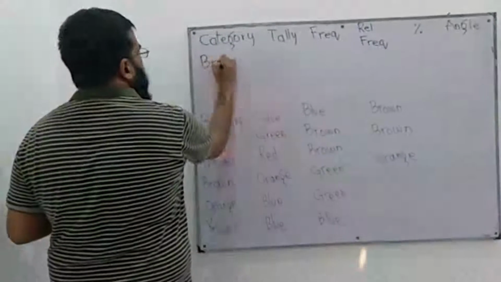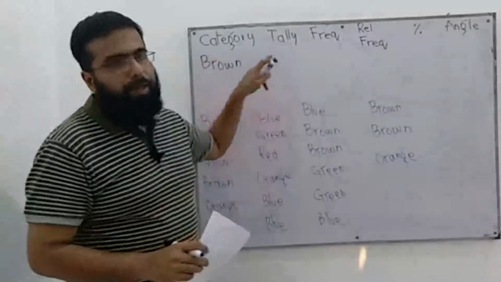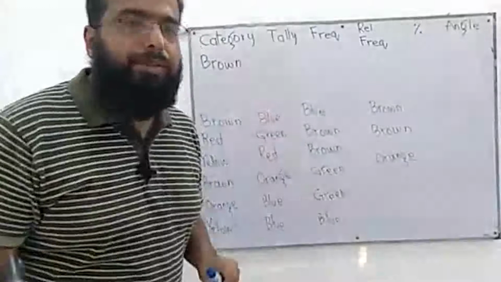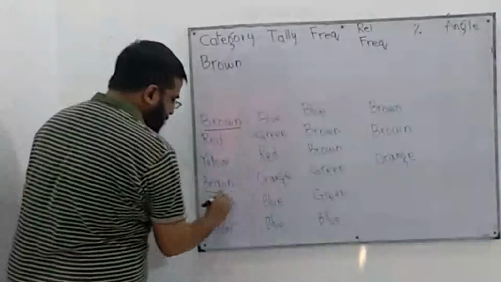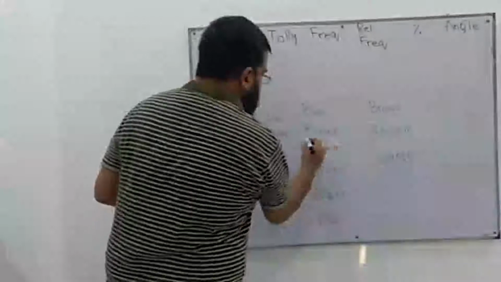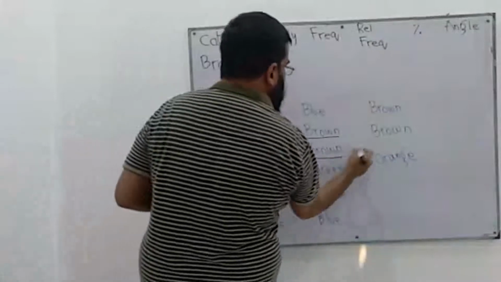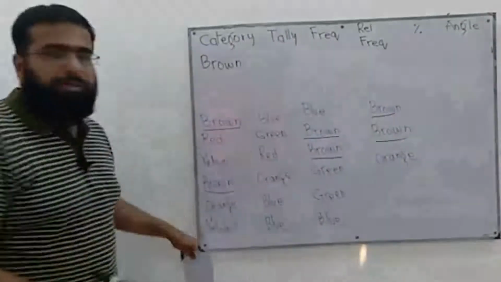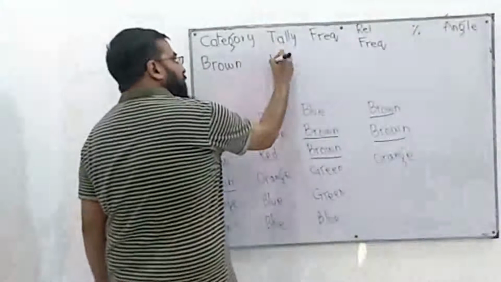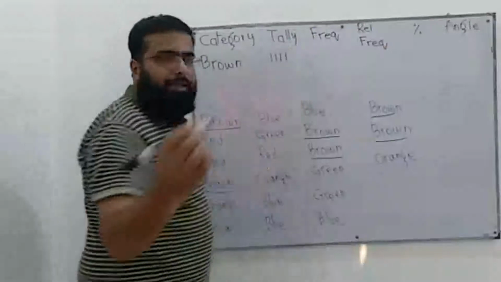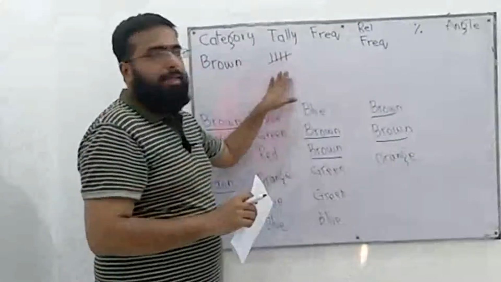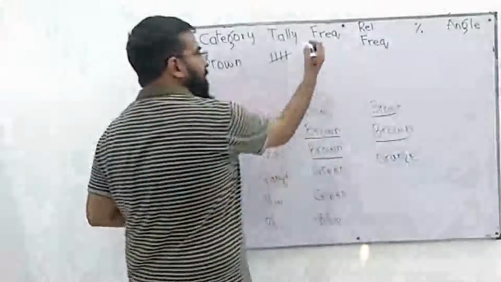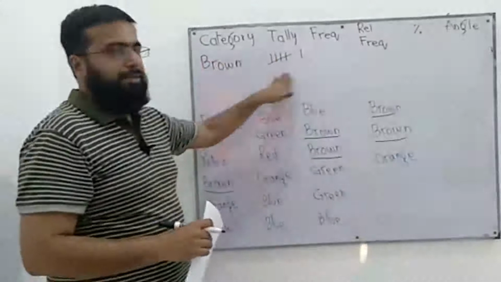Right. The first item is brown. We have to count. We'll see how statisticians count a given instance. If you're a statistician, you'll count brown like 1, 2, 3, 4, 5, and 6. We have 6 instances of brown here. Statisticians count like this: 1, 2, 3, 4, and the fifth will be the diagonal line to cross it, ensuring that this set contains 5. Since we have 6, we'll have one more vertical line. So this gives us 6.